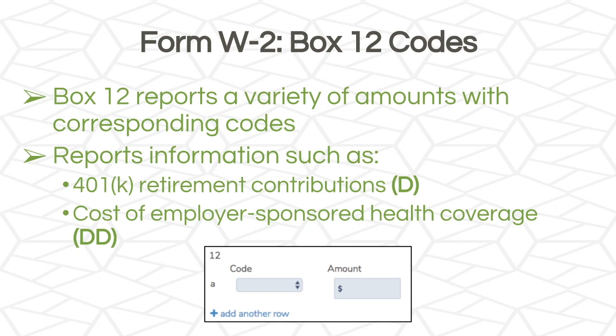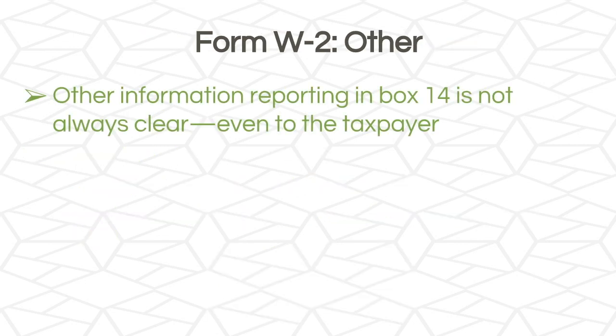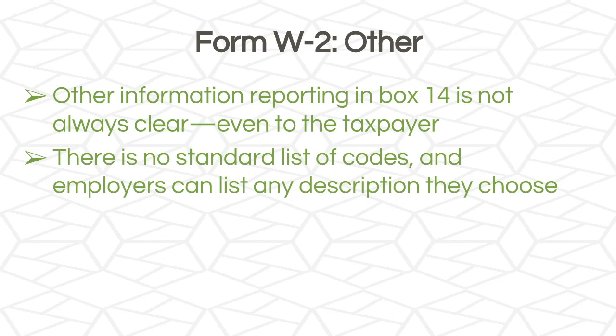It is very important to pay particular attention to these codes when copying from the taxpayer's paper form of the W-2. So a lot of these codes will impact their return elsewhere, so we want to make sure we're copying every detail. Now, in box 14, we have other information that's not always clear, even to the taxpayer. There's no standard list for these codes, like I mentioned, and employers can list any description that they choose.